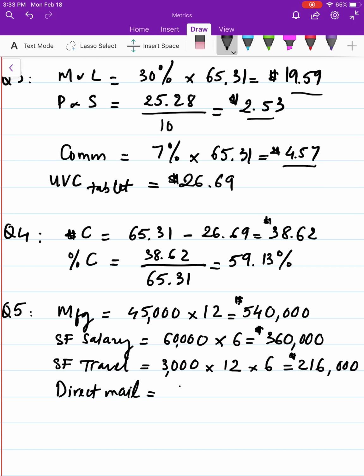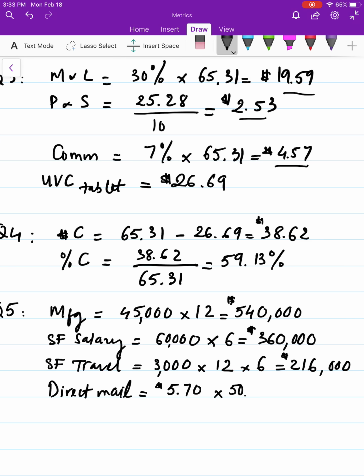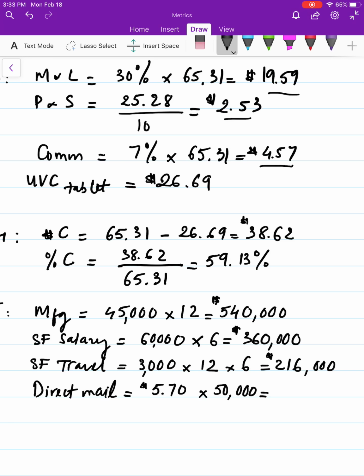Cost is $5.70 per piece, and we need to send out 50,000 pieces. So the total direct mail expense would be $285,000.